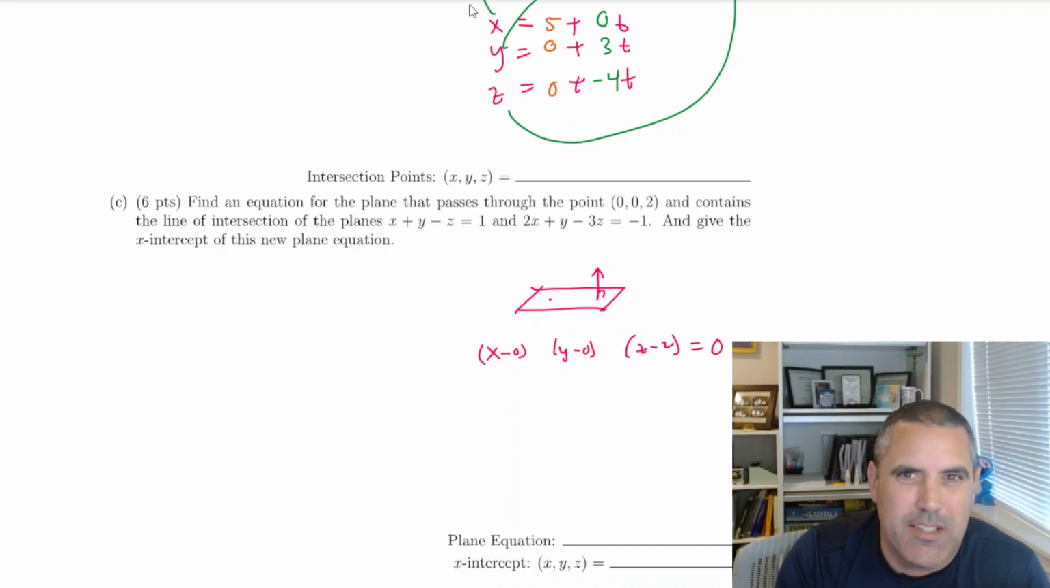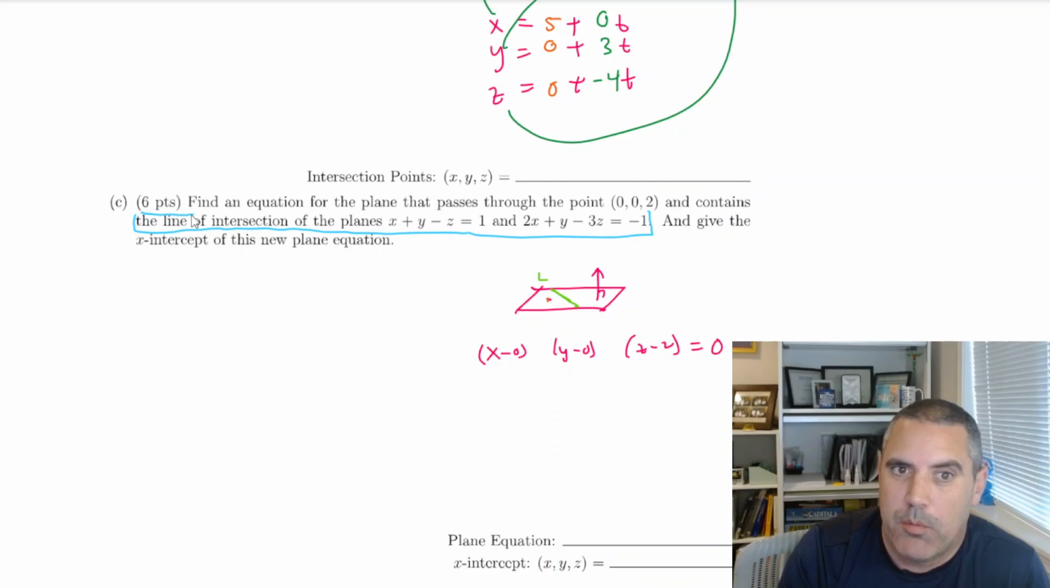And contains the line of intersection. Okay, so it contains a line. And I mentioned in class that the moment you see the line of intersection of two planes, that's a particular kind of important type of example.